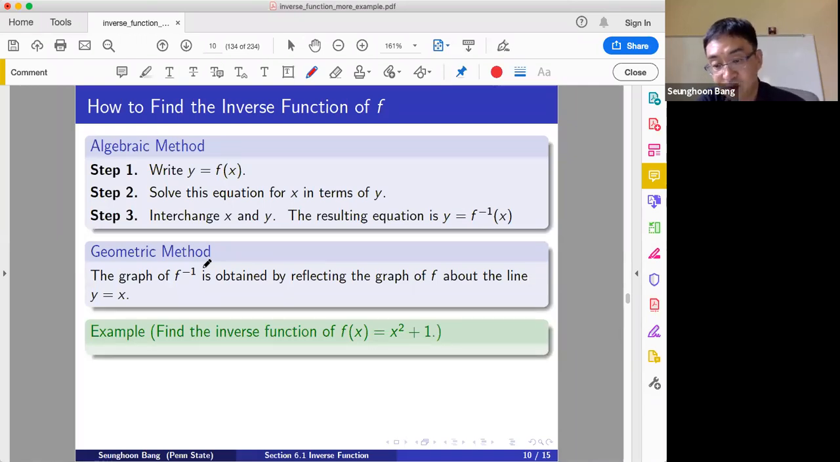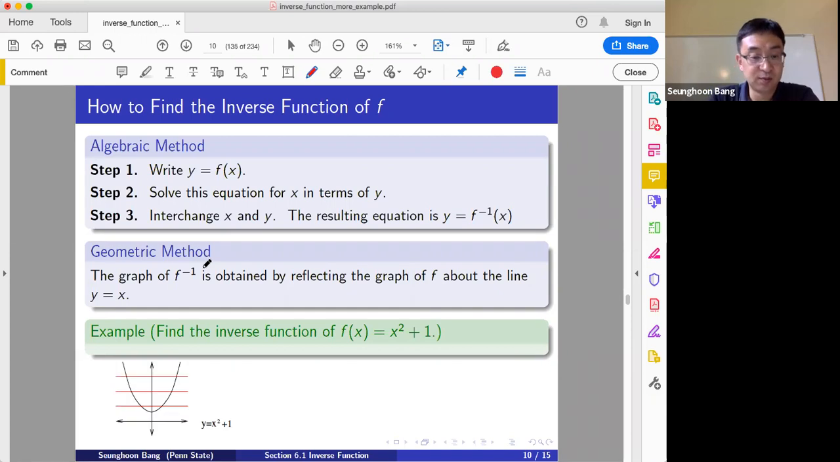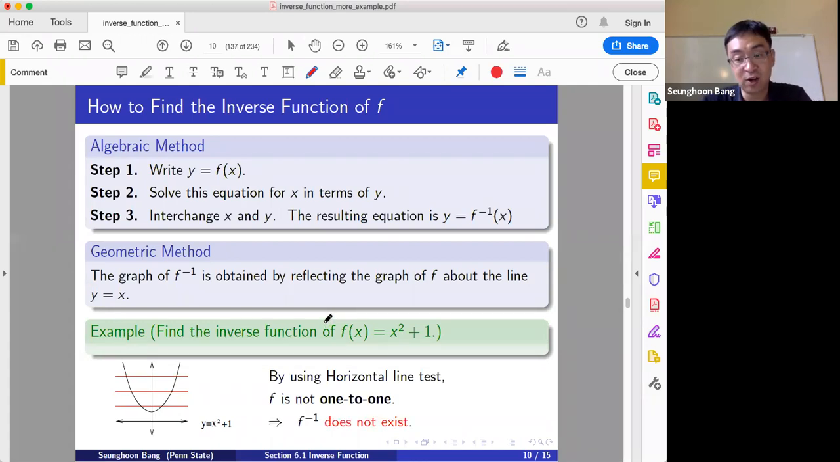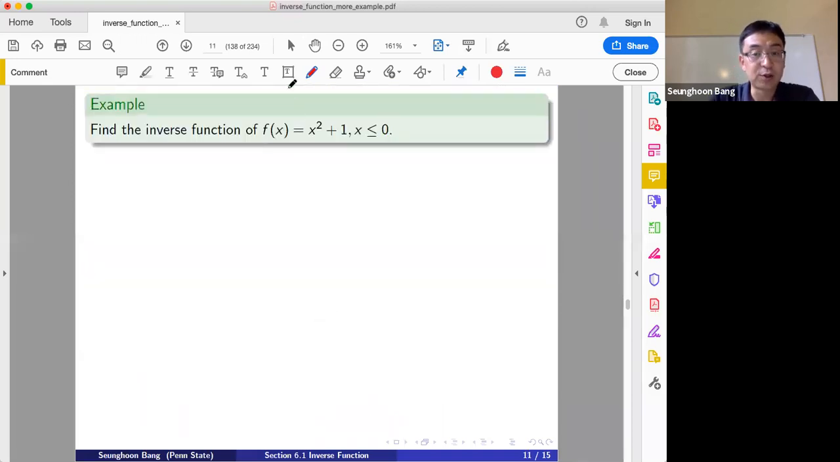No, because x squared plus 1 is like a parabola curve. You can draw a horizontal line. How many intersection points? We have 2 intersection points. The f is not 1-to-1. What does it mean? Inverse function does not exist.